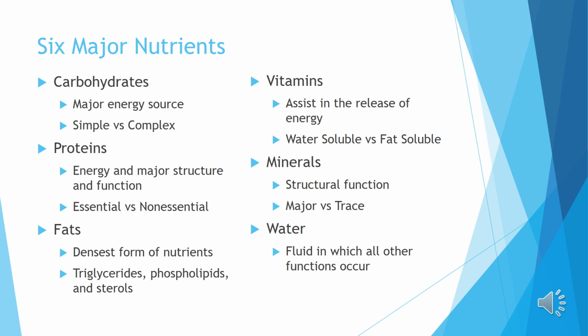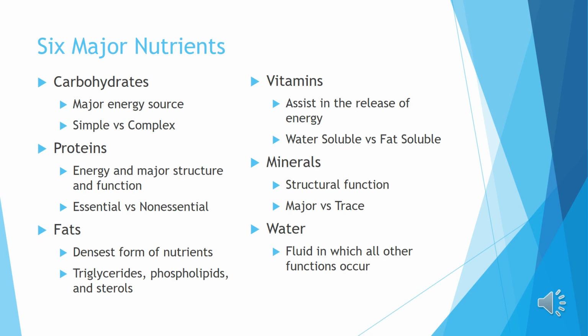Things like the triglycerides, the phospholipids, and the sterols. And within those, you'll be able to identify which type of foods are phospholipids, which ones are sterols, and what functions they provide in the body, because yes, we also need fats in moderation. We have to talk about vitamins and how they assist in releasing energy. And again, just like in the previous slide, we talked about water soluble versus fat soluble. We'll also talk about what role they play in the body and what foods they're in.